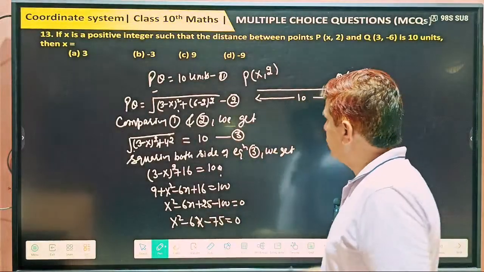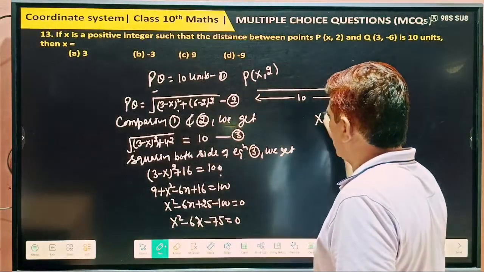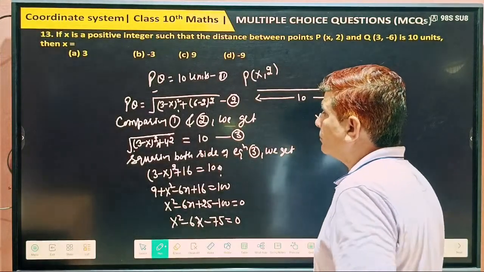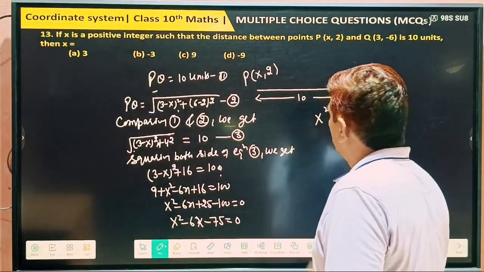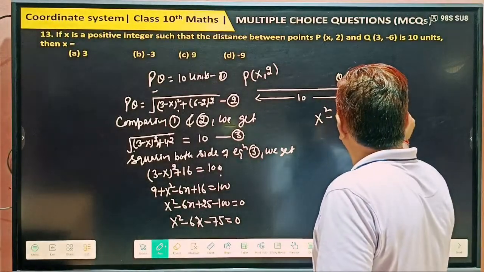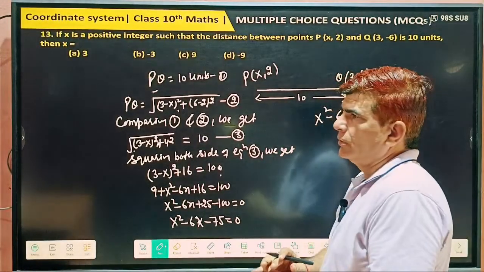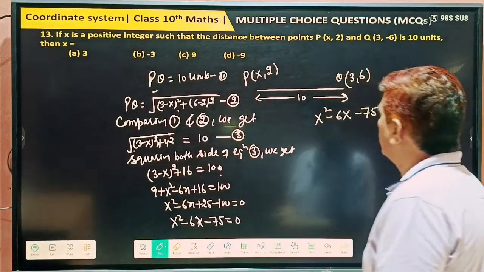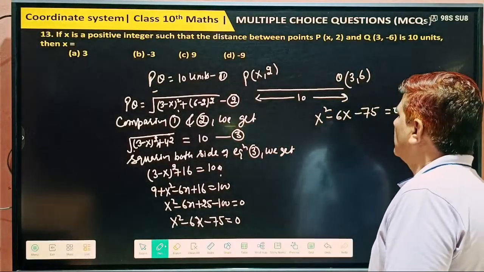So find out the value of x. x square minus 6x minus 75 is equal to 0. So find out the value by splitting the middle term.